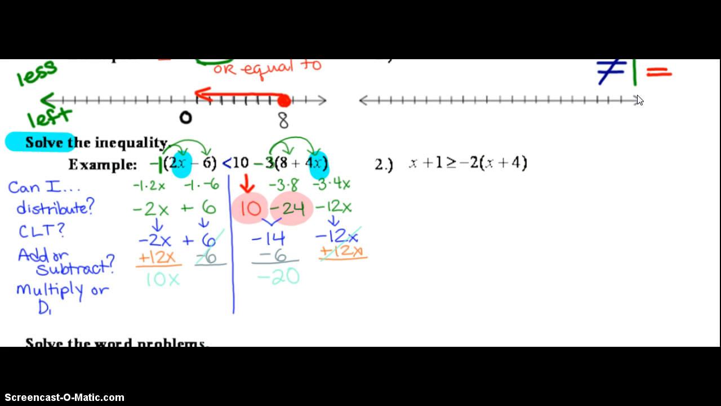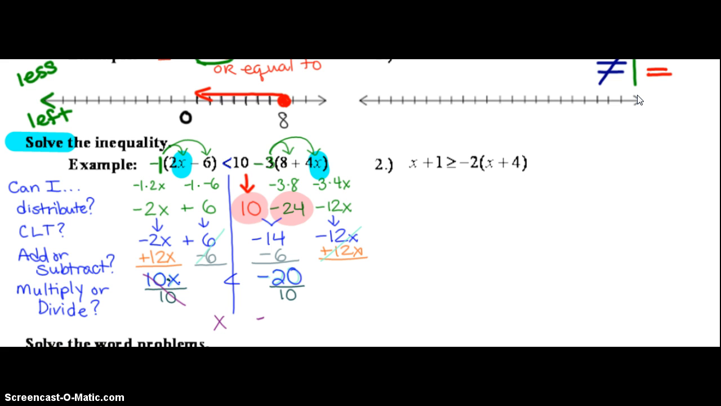Last step. Do I have to multiply or divide? Well, 10 and x are together. Does that mean multiplication or does it mean division when a number and a letter are together? You guessed it, multiplication. So what's the inverse operation? That's right, division. So I have to divide both sides by 10.